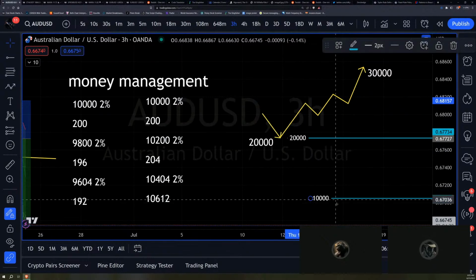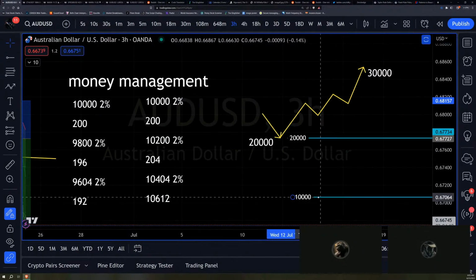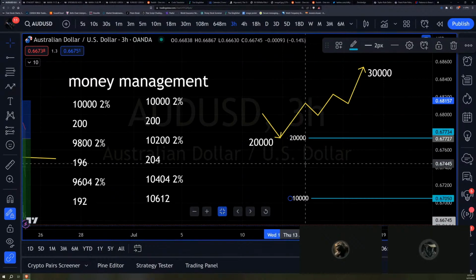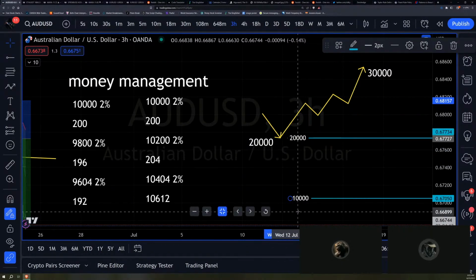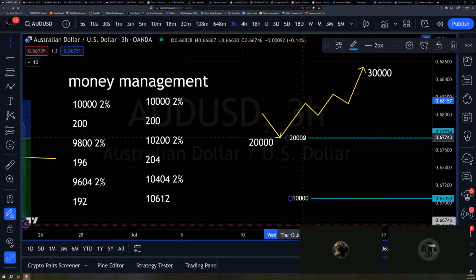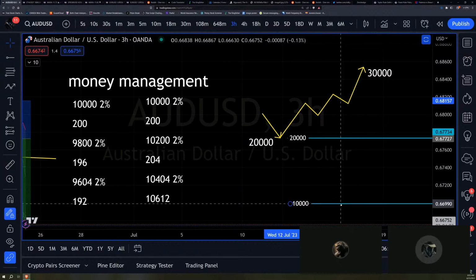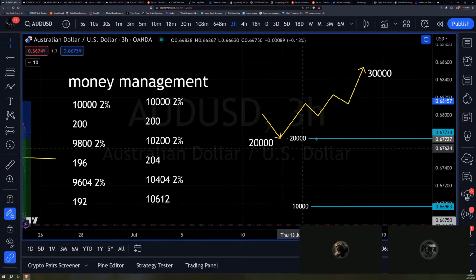I'll say this again. If price goes down to $10,000, then your value goes down from 20,000 to 10,000. You've lost $10,000. If price goes from 20,000 to 30,000, you have now gained $10,000. So this is a 1-to-1 risk to reward ratio.